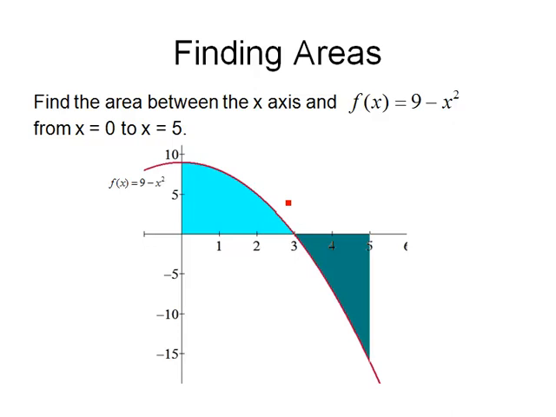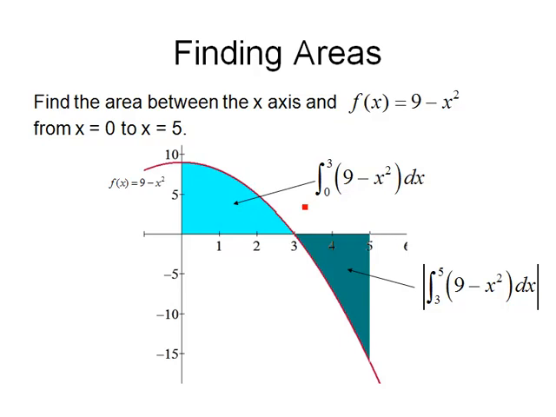So if I want to find the area between the x-axis and the curve, I'm going to have a piece above the x-axis that I see right here, and I'm also going to have a piece below the x-axis, which I see down here. So what I need to do to find these areas is break this up into two separate pieces, one from 0 to 3, and the other one from 3 to 5.